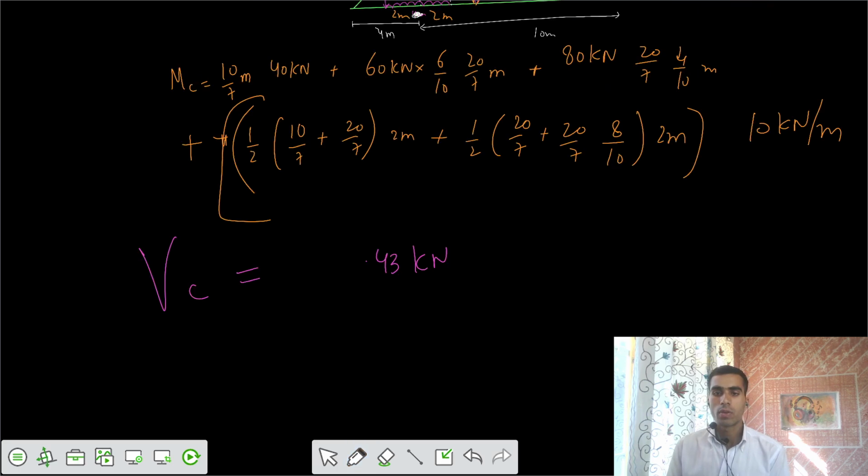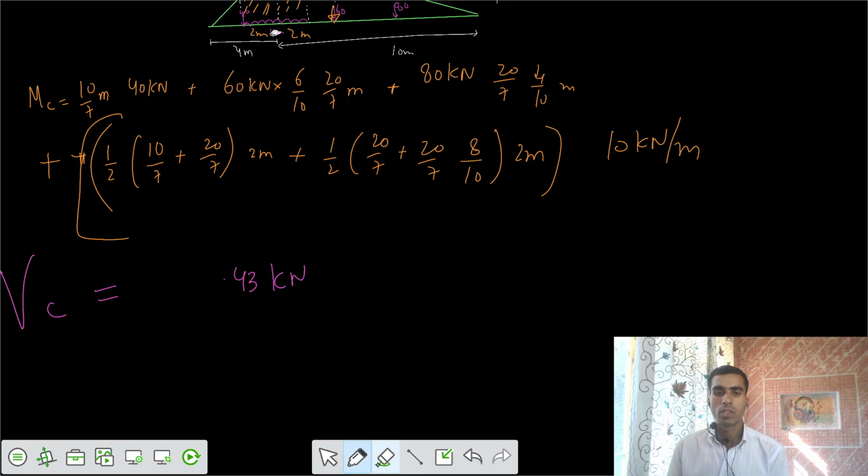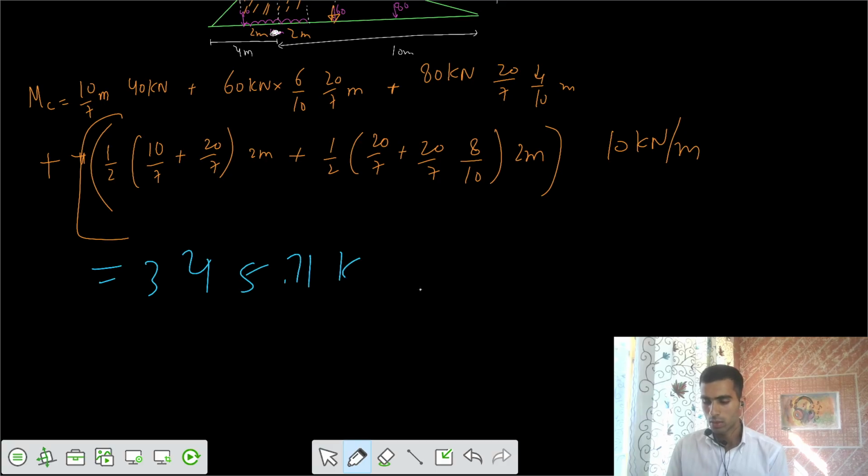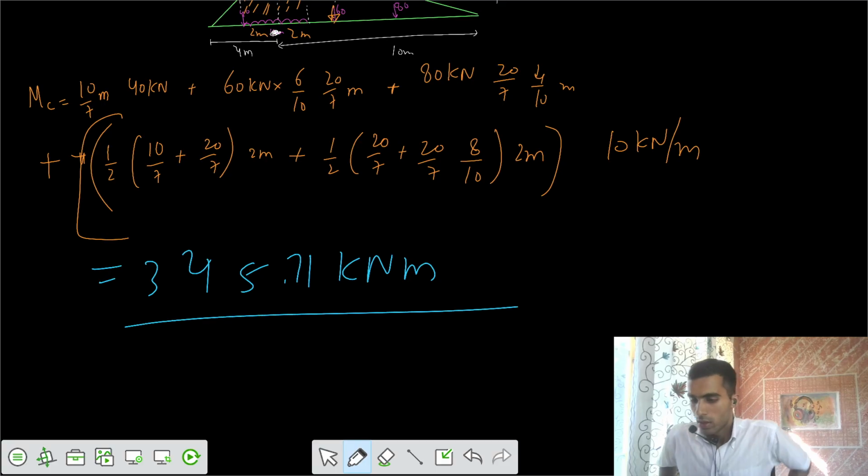So this is what you call the bending moment calculation. So you can get the value as equal to 345.71 kilonewton meter. So hope you enjoyed that part of the problem also.